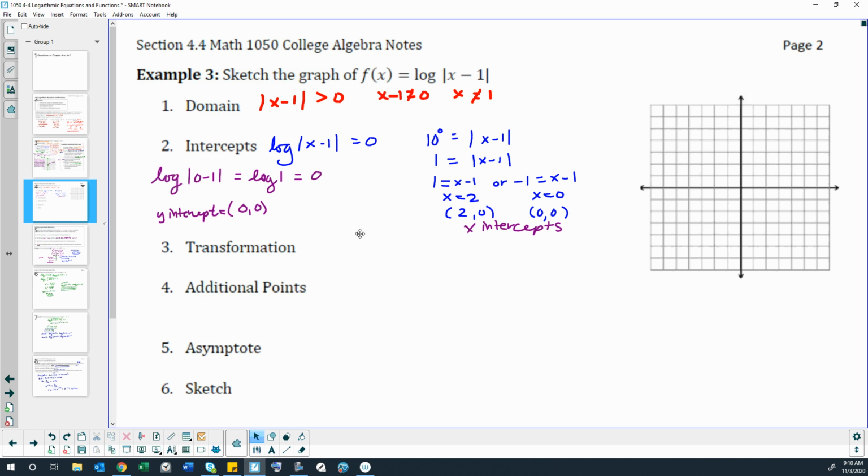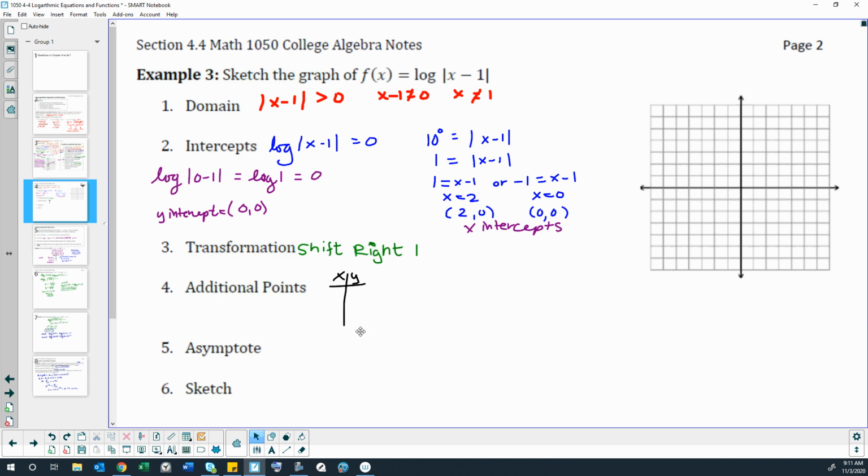Okay, transformations are a little harder on this just because it's kind of a strange problem, but we still have this obvious inside piece that's x minus 1, which kind of indicates we have a transformation to the right 1, don't you agree? So we're going to have that asymptote instead of at 0, it's going to be at right 1. Okay, let's go ahead and plug in some additional points so we can see what this is going to look like. Make a t-chart here.